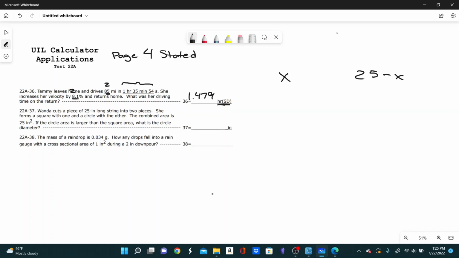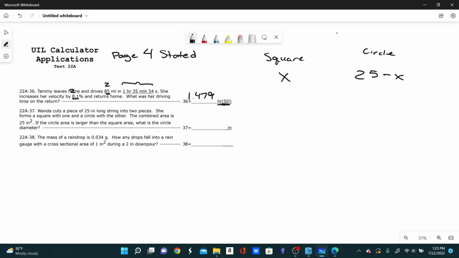So she forms a square with one of them, so I'm going to say this is the one for the square, and forms a circle with the other. And then the combined area is 25 square inches. So we just have to find the areas of each of these in terms of x, and then we can just solve for x. To find the area of a square, you have to take the side length and square it.